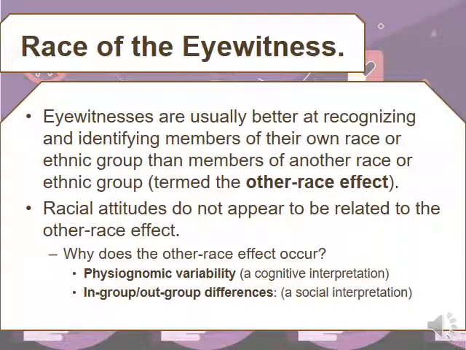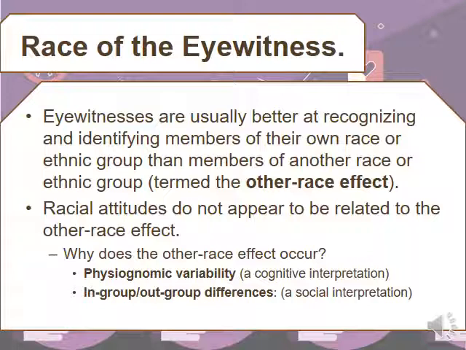So now, the race of the eyewitness. Eyewitnesses are usually better at recognizing and identifying members of their own race or ethnic group than members of another race. In other words, the other race effect. Racial attitudes do not appear to be related to the other race effect. So why does the other race effect occur?